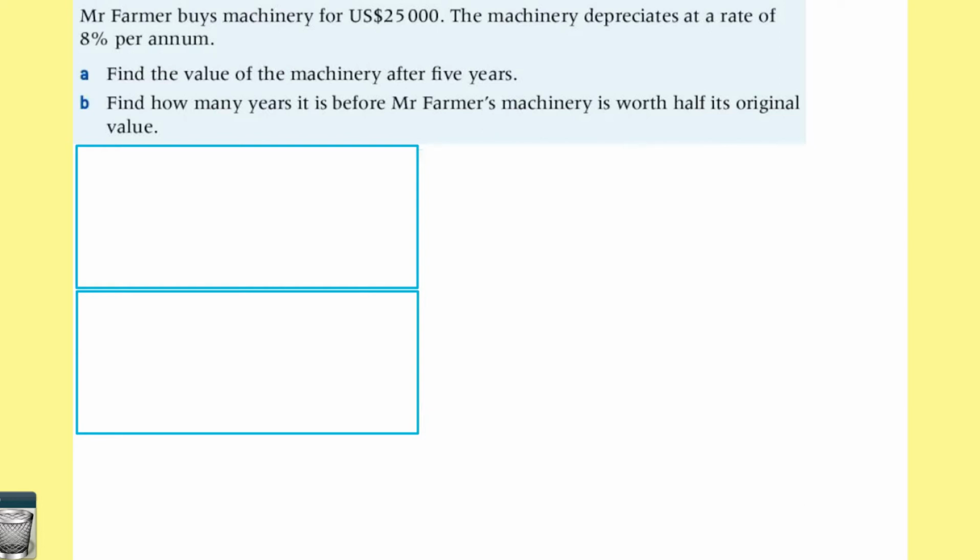All right, don't be fooled here. The first term is not just 25,000 because in the first year, it actually depreciates by 8%. So the first one is actually 25,000 times that decrease. Now think about it. We're not taking 100% of what we had. We're taking 8% less. Depreciate means less, so subtract. So 100% minus 8% is 92%. So our rate is 0.92.